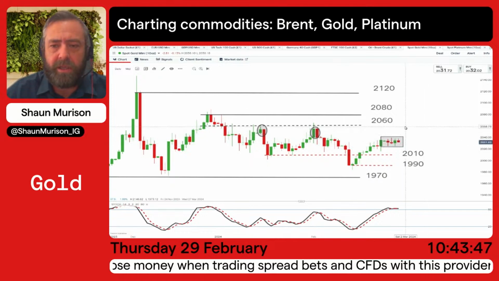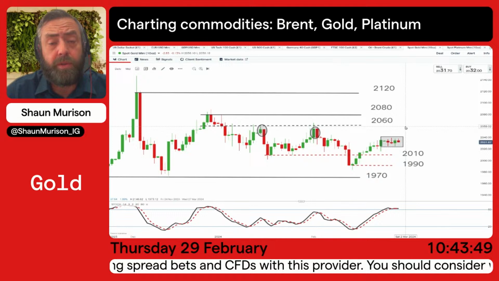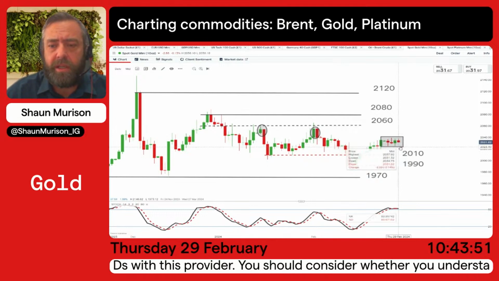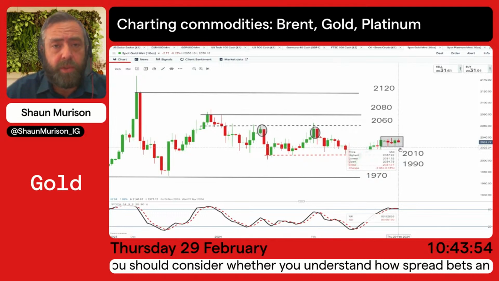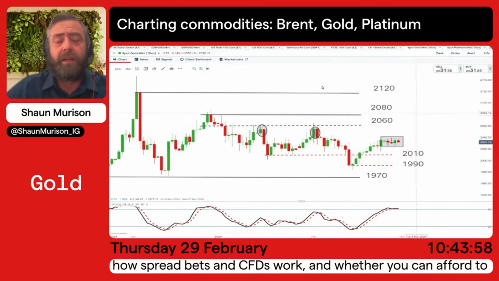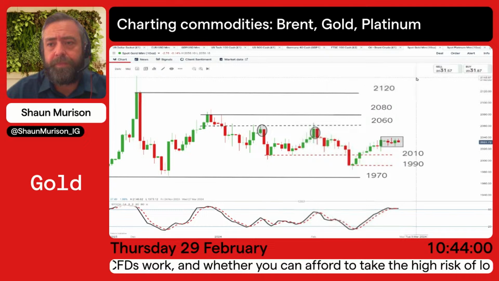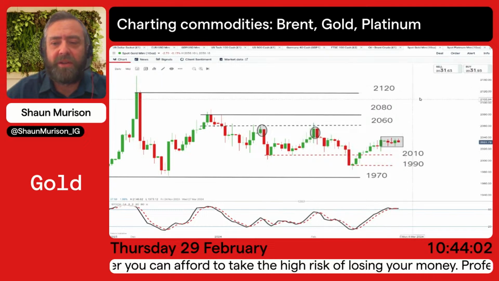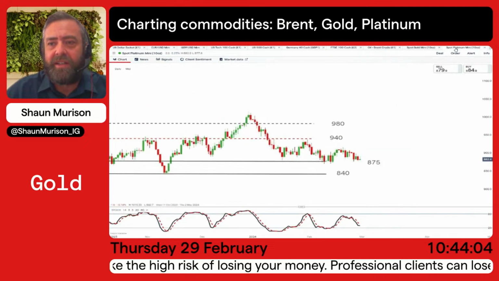A break above on the upside, target a move towards $2,060 per ounce, and then a move below that short-term range would target the next level of support at about $2,010 per ounce.